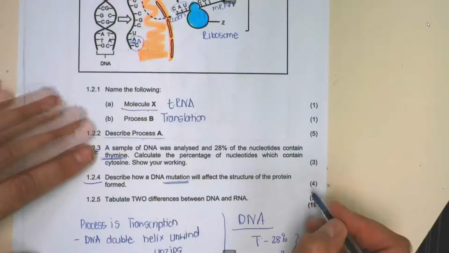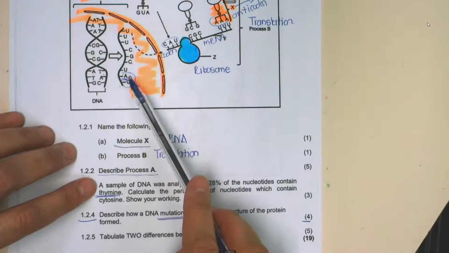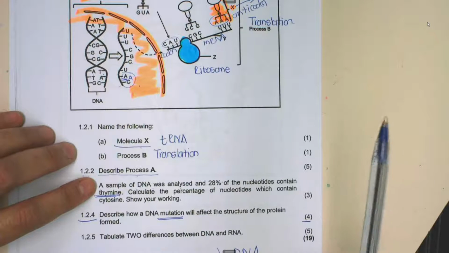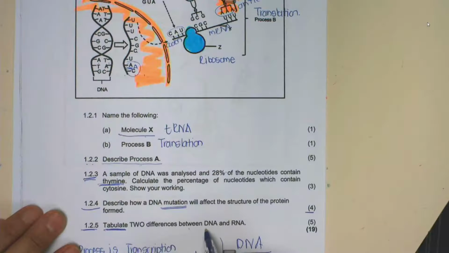And that is why it's 4 marks, because you have to describe the process. What is a mutation, what happens, what will change, and what will be the snowball effect at the end of the day. All right, 1.2.5, tabulate 2 differences between DNA and RNA.